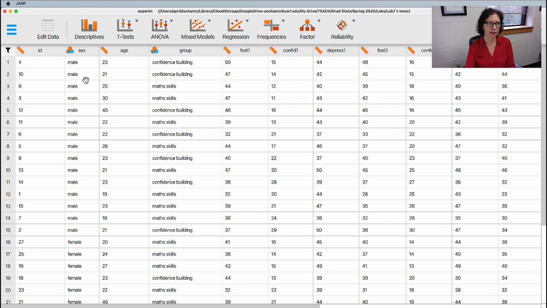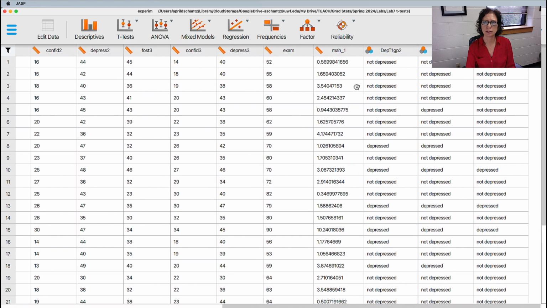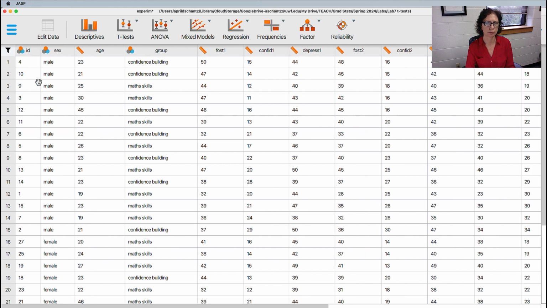Like we have sex as a categorical variable, and group, which class the students were in, as a categorical variable. The rest of these are pretty much continuous except for these last three. But here on ID, it recognized it as a scale, but we know that it's just the unique identifier, so we need to turn that to nominal. Cool.